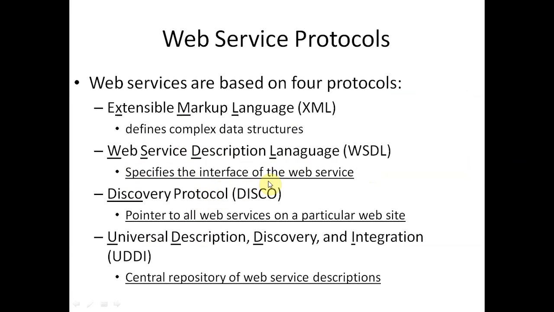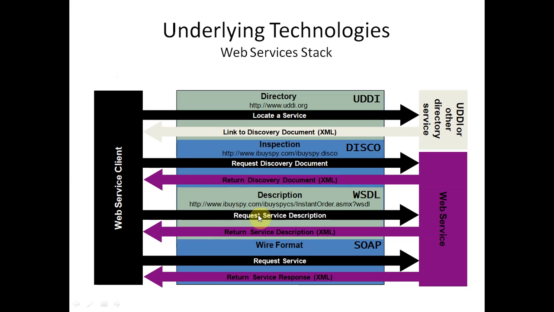It specifies the interface of the web service. Now we will be interfacing with the web services. So it will find the interface of the web service. Again you can see here we are using request service description. Now we are requesting a particular web service, so accordingly it will respond and return the service description to the client.